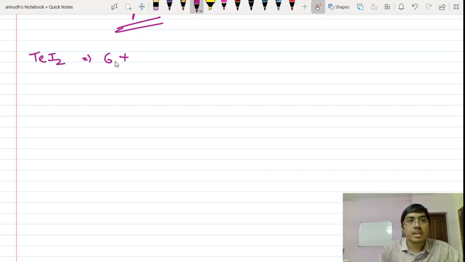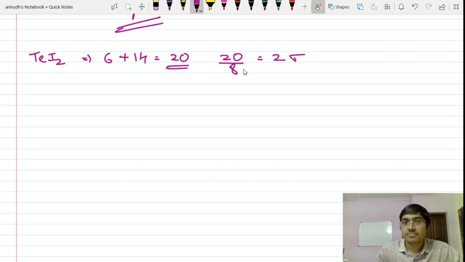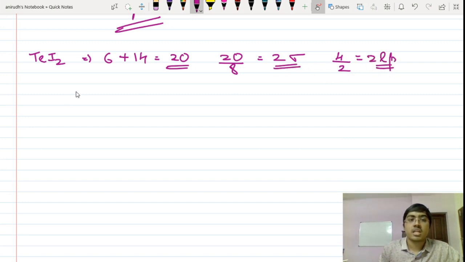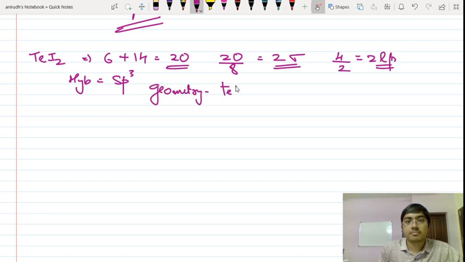Iodine, fluorine, chlorine, bromine, iodine, 7. 7 2s are 14. So this is equal to 20. Total number of valence electrons is 20. 20 divided by 8. What is the quotient then? 8 2s are 16. So 2 sigma bonds. Remainder is 4. Divide the remainder by 2. You are going to get 2 lone pairs of electrons. 2 sigma bonds, 2 lone pairs of electrons. Your hybridization is sp3. So the geometry is tetrahedral.